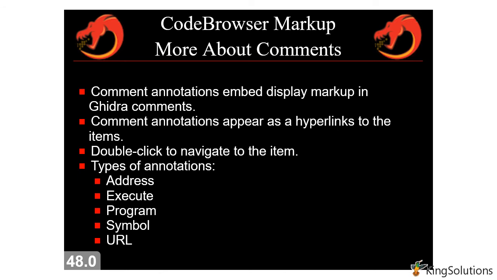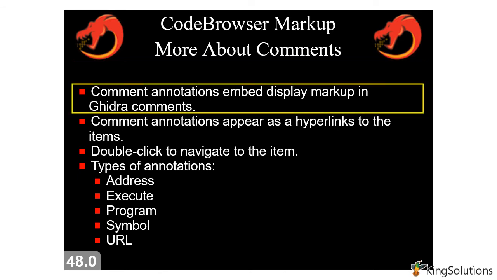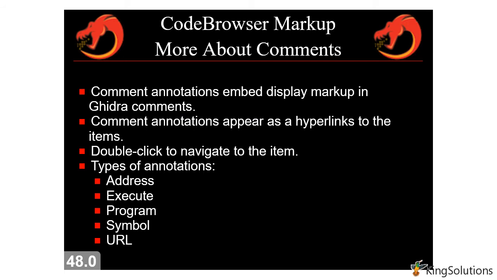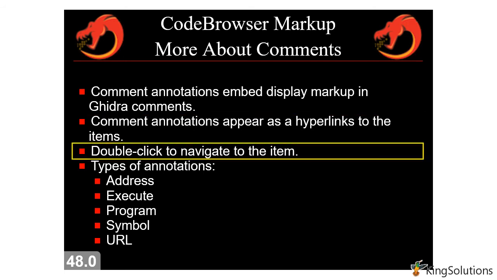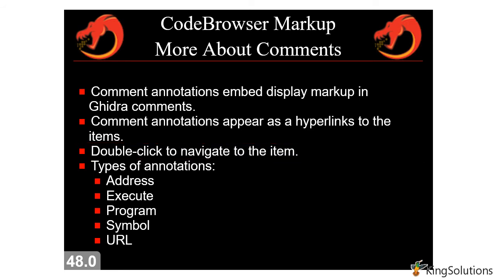Code browser markup. More about comments. Comment annotations. Embed display markup in Ghidra comments. To add comment annotations using the comment editor, use the pull-down menu, choose an annotation type, and then click the Add Annotation button. Comment annotations appear as hyperlinks to the items. Double-click to navigate to the item. Types of annotations. Address. Enter the interesting address. The comment will display the given address as a hyperlink. Double-click the link to navigate to the address.